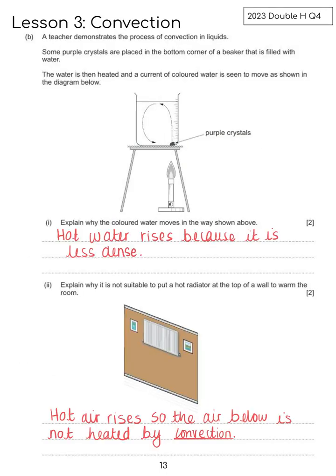The next question is about convection, a different form of heat transfer, and it's talking about the practical we looked at in the lesson. Explain why the coloured water moves in the way shown above. That's because hot water rises because it is less dense. You could also have said cold water sinks because it is more dense, for both those marks. And part II, why is it not suitable to put a hot radiator at the top of a wall to warm up the room? That's because hot air rises, therefore the air below will not be heated by convection.